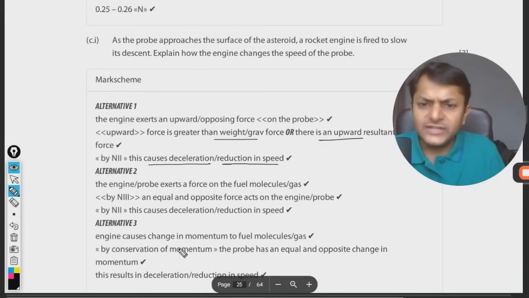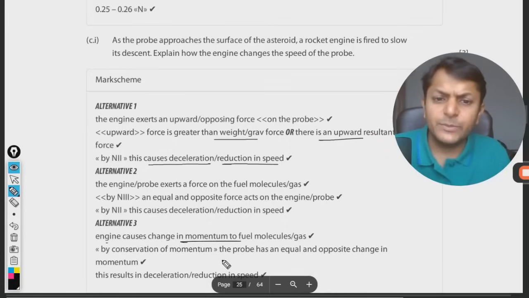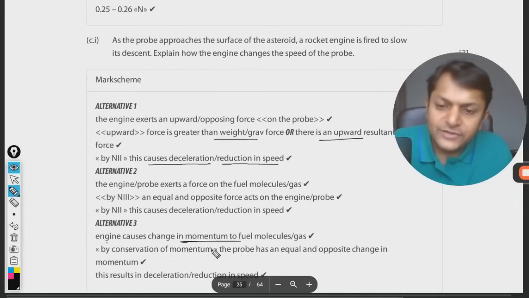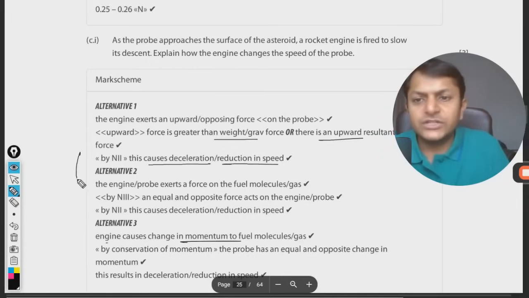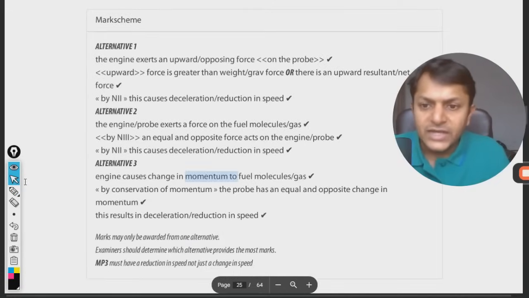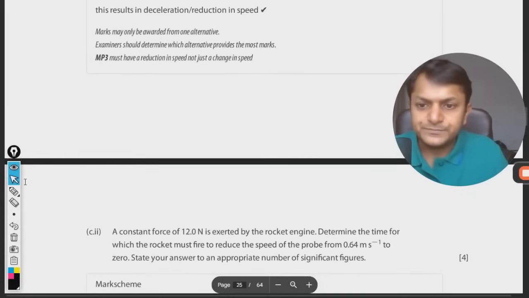So there are so many things. You can talk about the momentum. You can talk about these things. Engine causes change in momentum of the fuel molecules. By conservation of momentum, the probe has equal and opposite, like they're now referring to action-reaction pair, by the way. But anyways, you can just create a story here, and this question can be solved. Clear? So now moving next, C3.